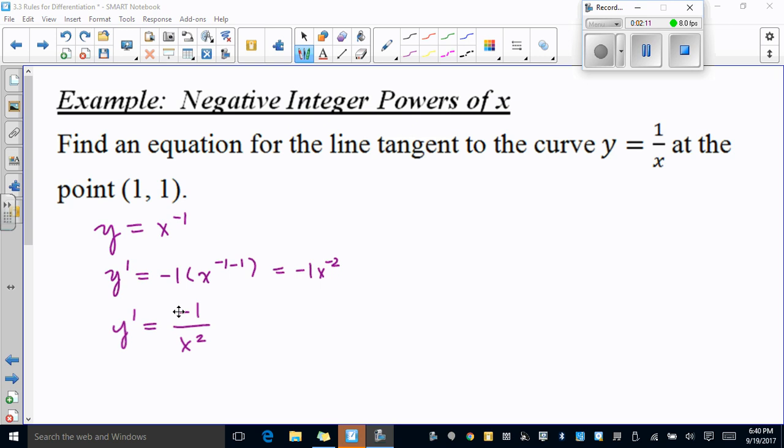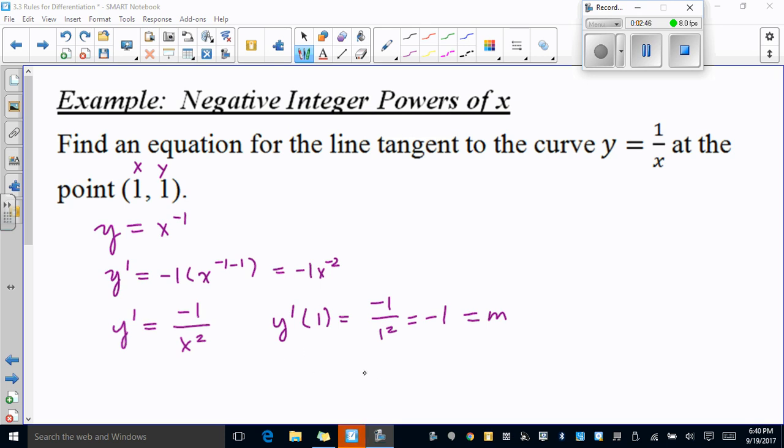Now they didn't just ask for the derivative on this one, they asked you to find an equation for the line tangent to the curve y equals 1 over x at the point. They gave you your x and your y value, all you have to do is figure out the slope. Well, y prime evaluated at 1 is going to be negative 1 over 1 squared, or simply negative 1. This is your slope, because remember, that's all a derivative is, the slope of the function. So at 1, my slope happens to be negative 1.